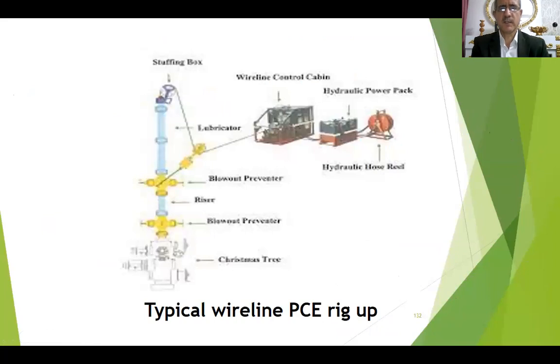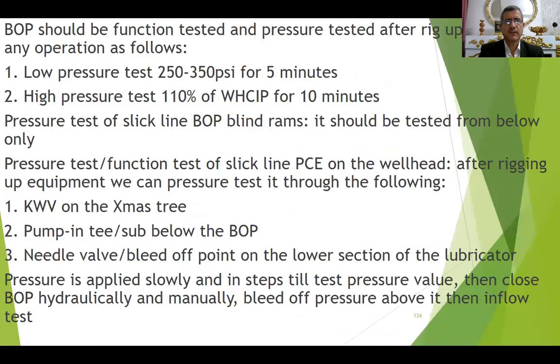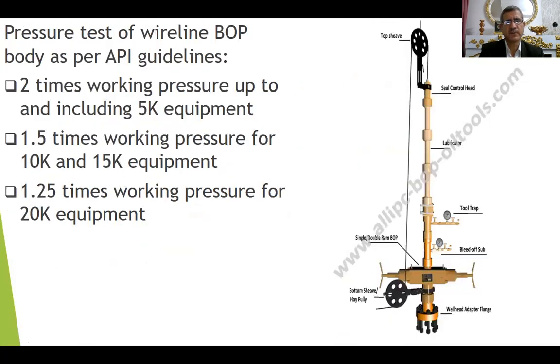This is typical wireline pressure control equipment rig up also. BOP pressure test. How can we do pressure test? BOP should be function tested and pressure tested after rig up and before any operation. We do low pressure test and high pressure test, and we will know the details of this. Here, pressure test of wireline BOP body.